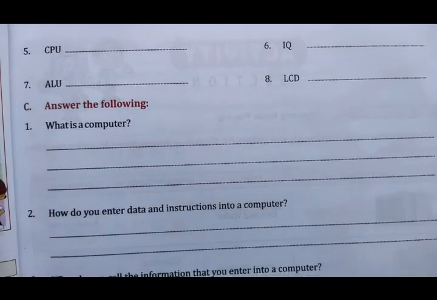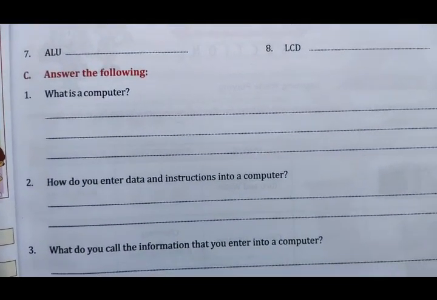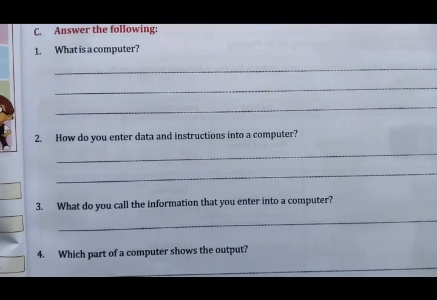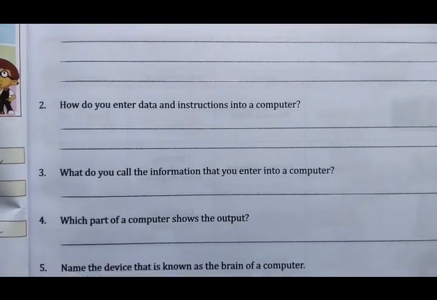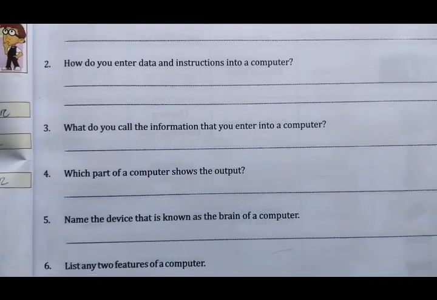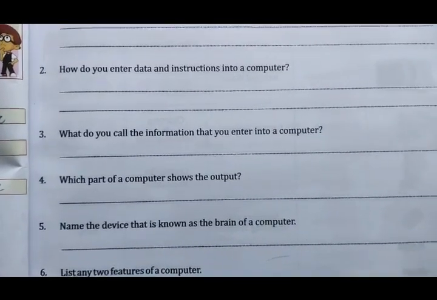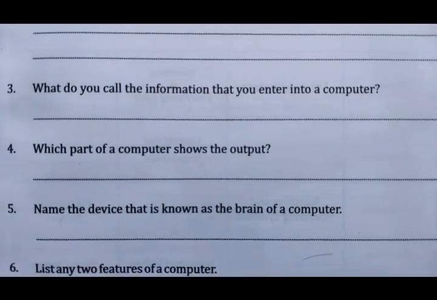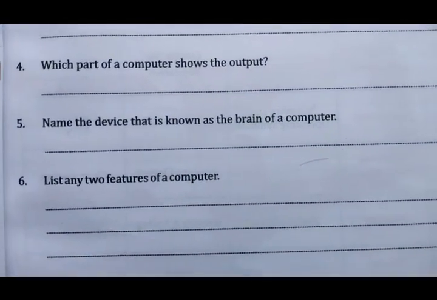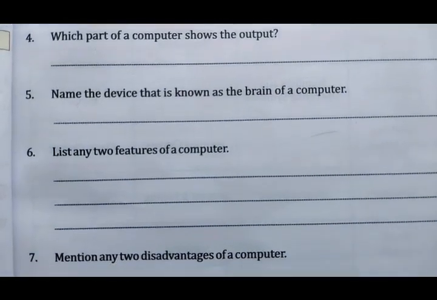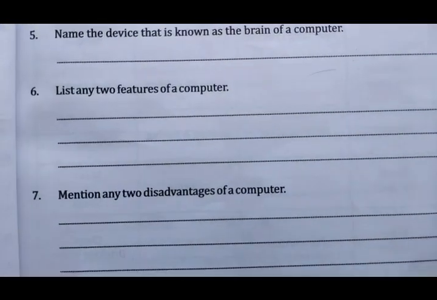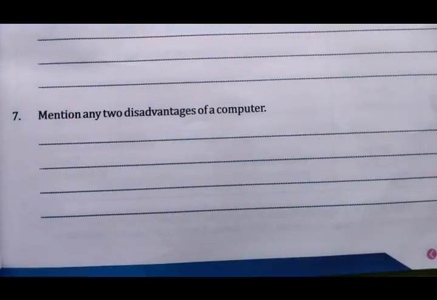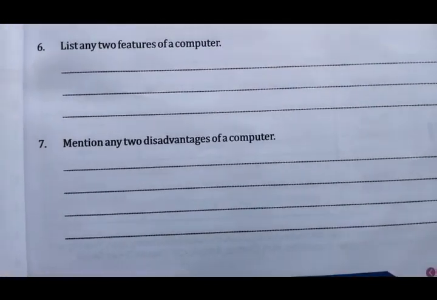These are the question based homework. What is a computer? Next, how do you enter data and instructions into a computer? Next, what do you call the information that you enter into a computer? Next, which part of a computer shows the output? Name the device that is known as the brain of the computer. List any two features of computers. Then mention any two disadvantages of a computer. So these are your homework. You complete all these things.